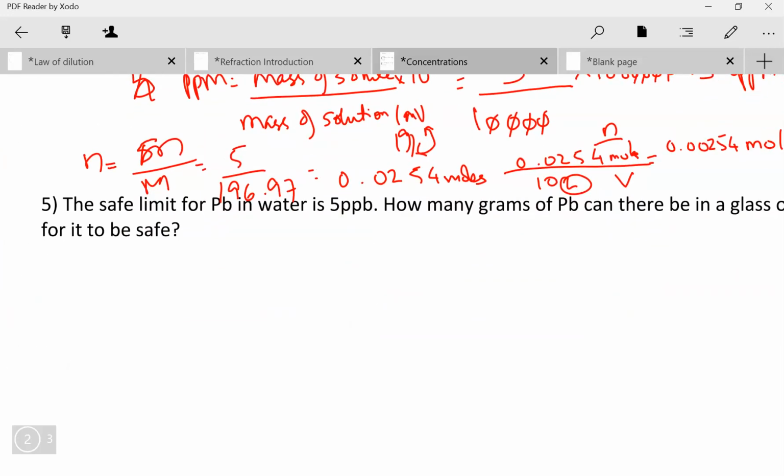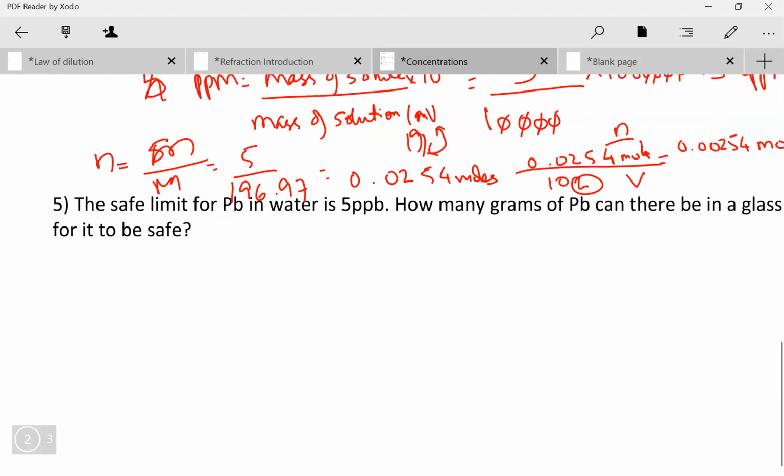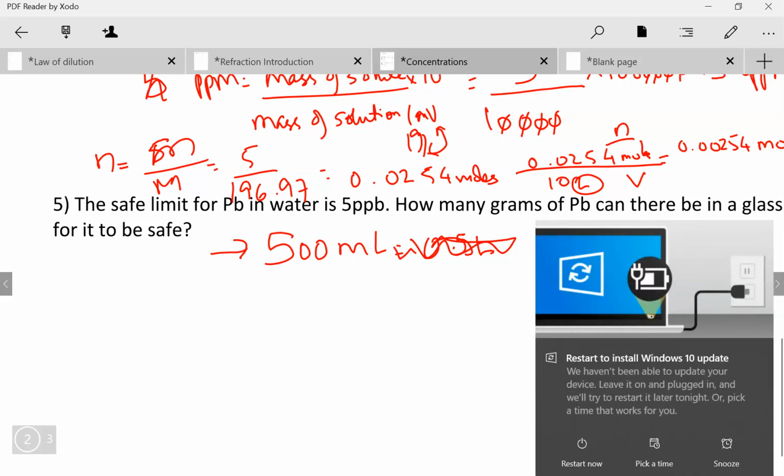Last question we'll do is the safe limit for lead in water is 5 ppb. How many grams of lead can there be in a glass of water for it to be safe? I'm assuming we're drinking a tall glass of water, so we'll say 500 milliliters or 0.5 liters, we'll stay in milliliters, is our 1 glass of water. That's a big glass. It's actually slightly more than a pop can, so let's assume we're very thirsty. So 500 milliliters of water is in a glass. The safe limit of lead is 5 ppb. So how many grams?